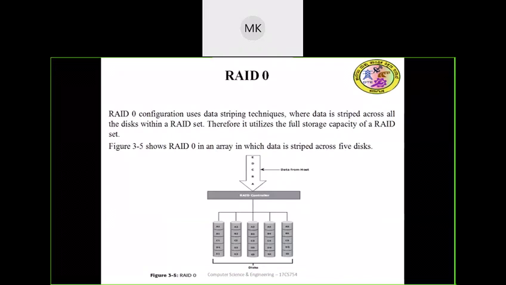RAID 0. RAID 0 configuration uses the data striping technique, where the data is striped across all the disks within a RAID set. Therefore, it utilizes the full storage capacity of a RAID set. Shown is RAID 0, an array in which data is striped across 5 disks. Data from the host, E D C B A, goes to the RAID controller. These are the disks where the data is going to be stored.